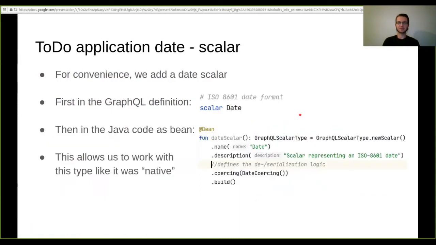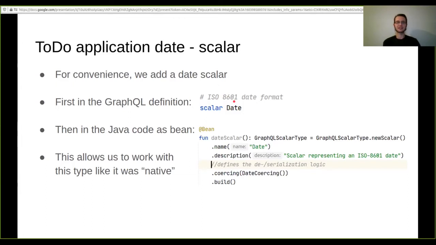And as I promised earlier, we create our own scalar. For the sake of the example, it's a very simple one. It's a date, an ISO 8601 date format. And what you have to do in your GraphQL definition, you just write scalar date, and you're done. Since a scalar is an atomic type, it cannot contain any more fields.